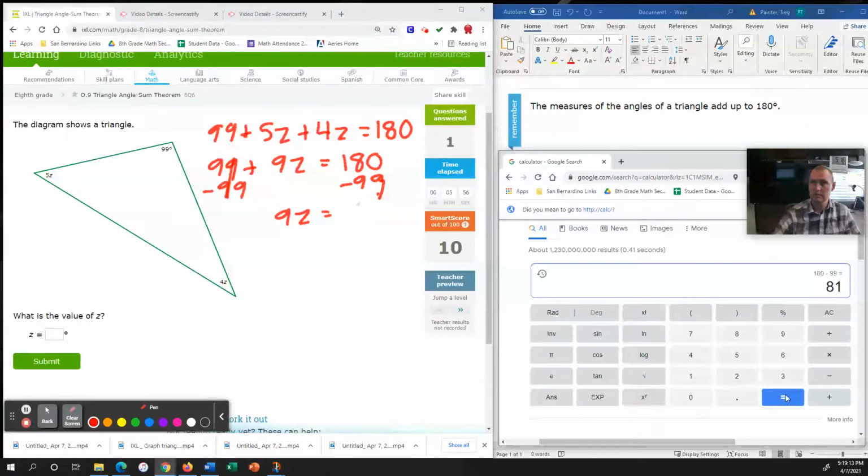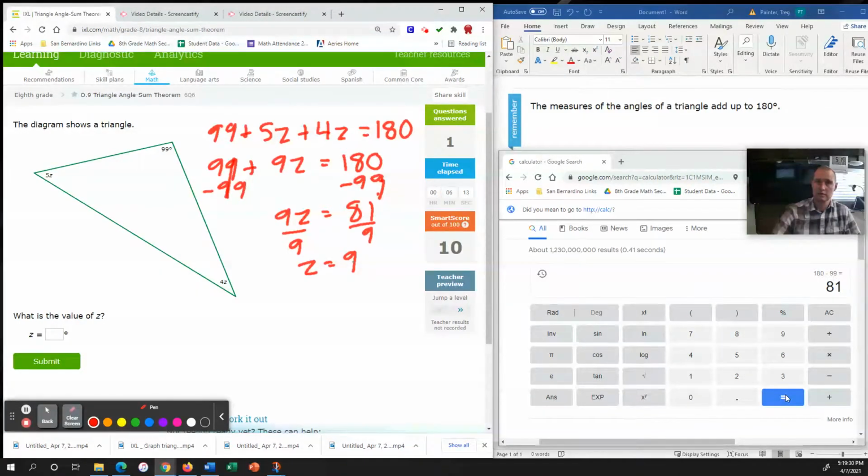That works out really nice because now 9 times what gives you 81? Divide 9, divide 9. Z equals 81 divided by 9. It's also 9. So 9 times 9 is 81. And there we go. The missing degree of Z is going to be 9.